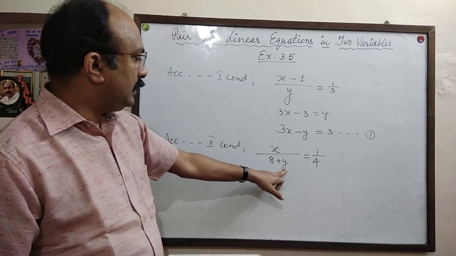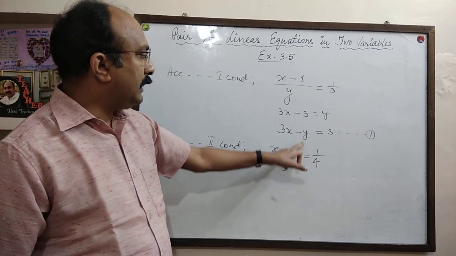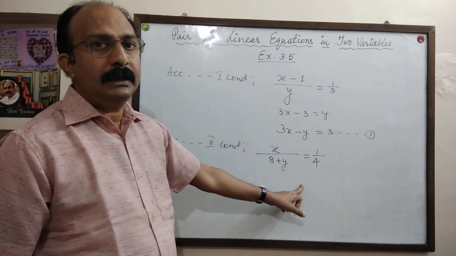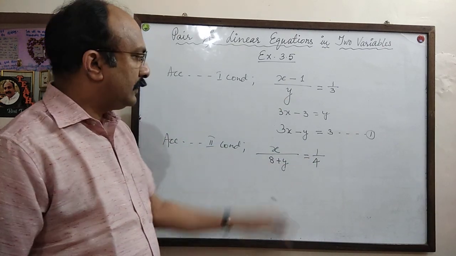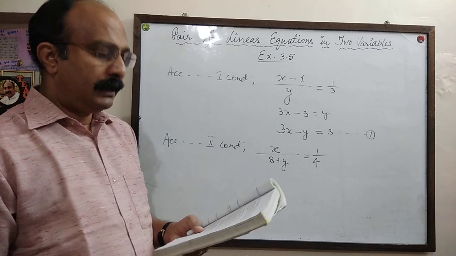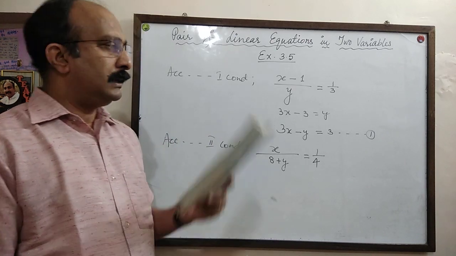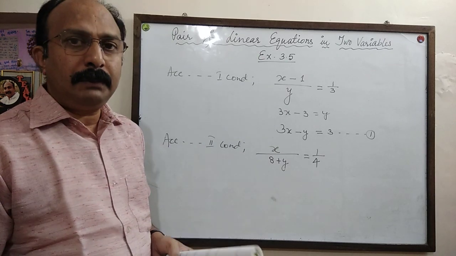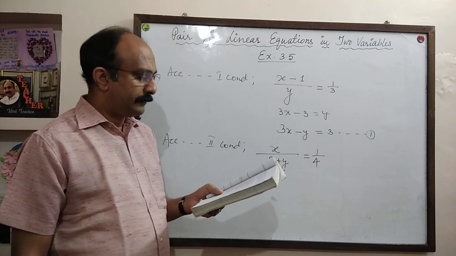Here also, you can see while making the equation, you will get y and y similar. So you can cancel y this time from both the equations. Continue further by any method, but my suggestion is do it by elimination method.